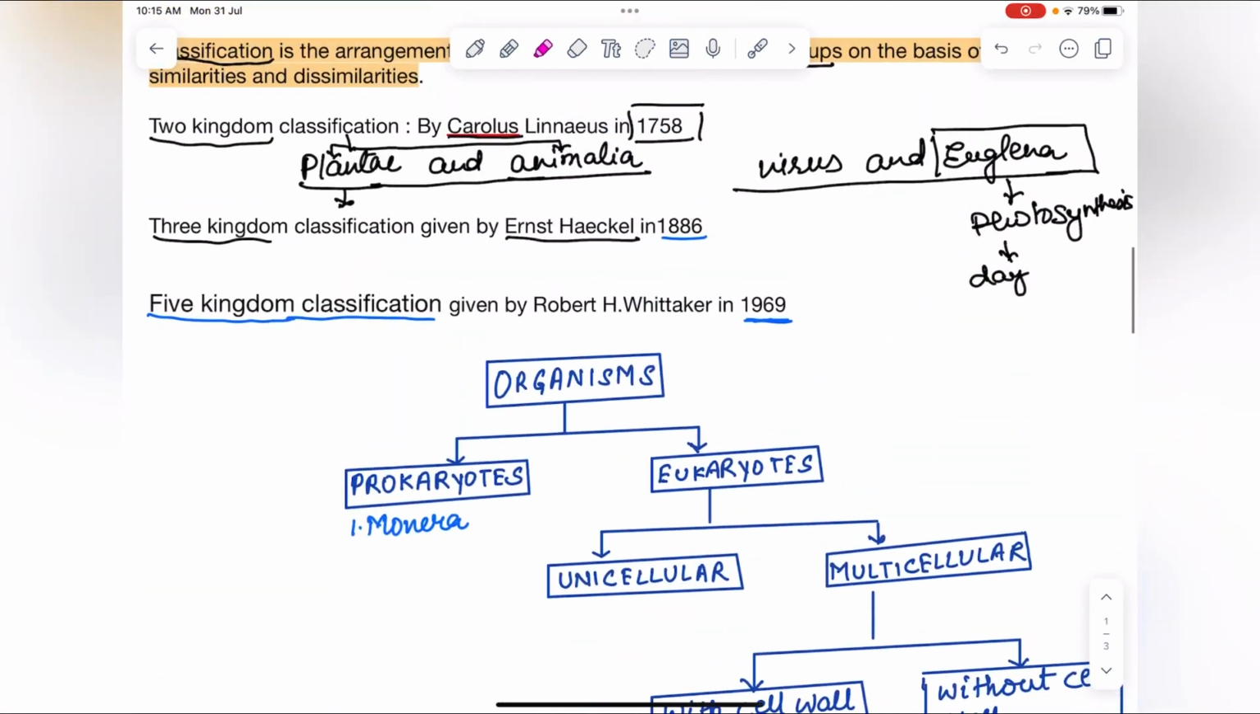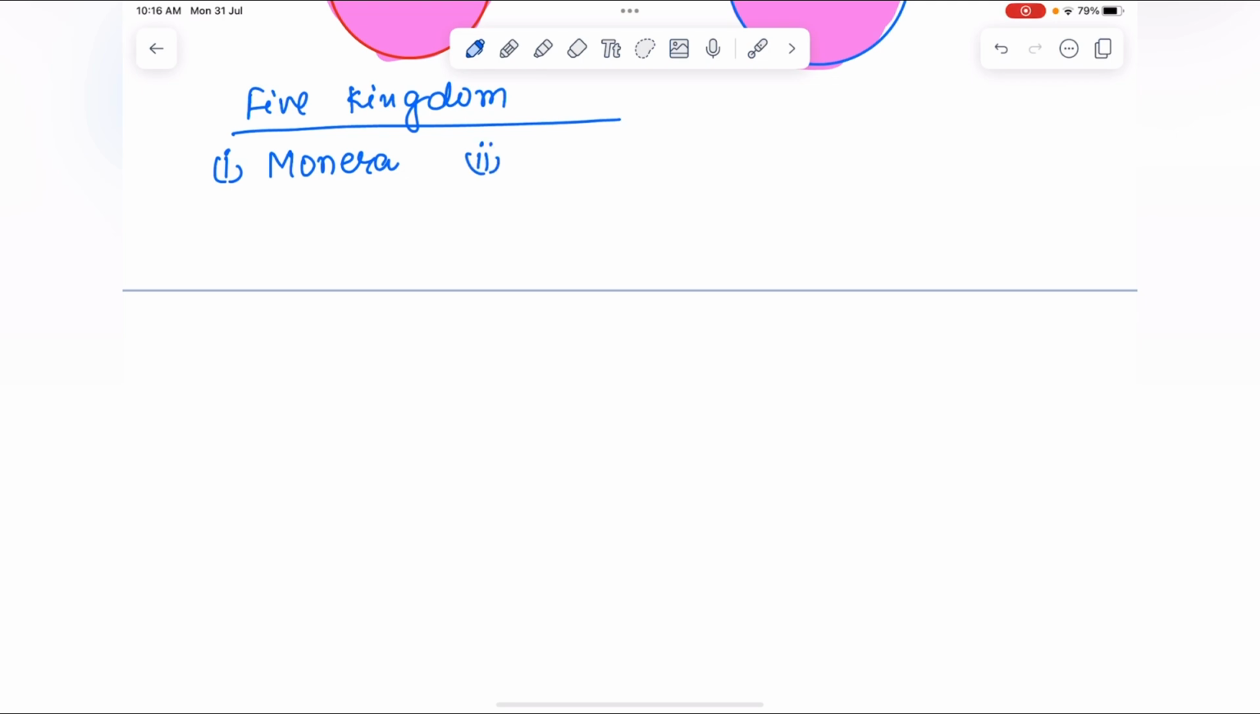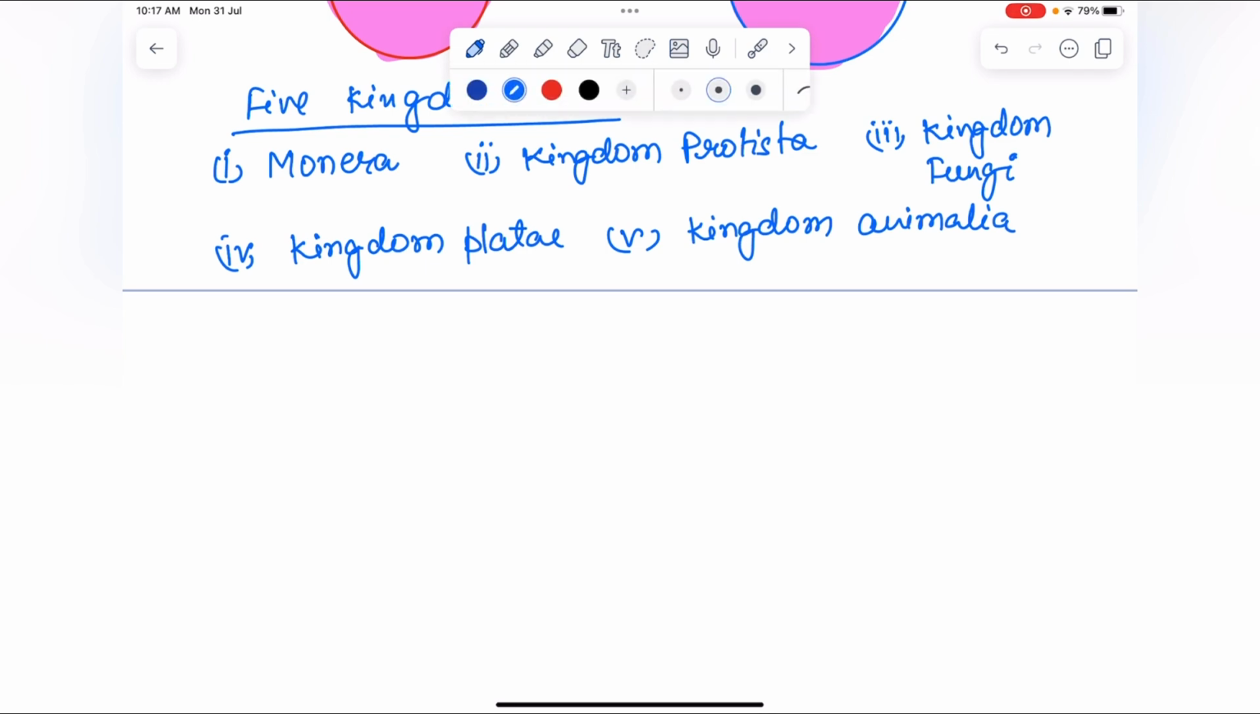Now, we will move on. The five kingdom classification was given. The first one he classified into Monera. The second one is kingdom Protista. The third one is kingdom Fungi. The fourth one is kingdom Plantae, and the fifth one is kingdom Animalia. So, these are the five kingdoms: Monera, Protista, Fungi, Plantae, Animalia.